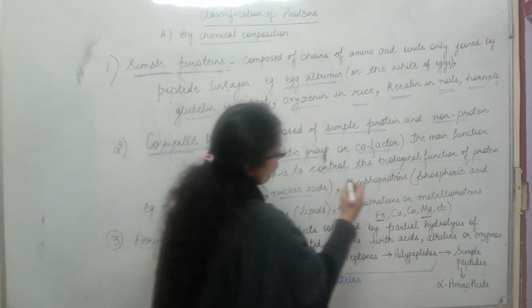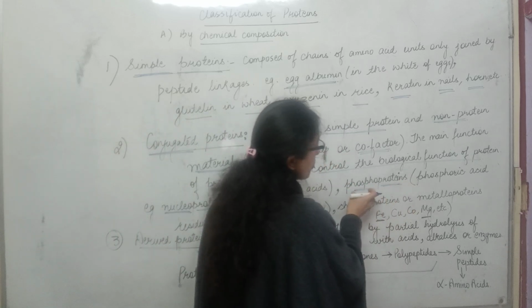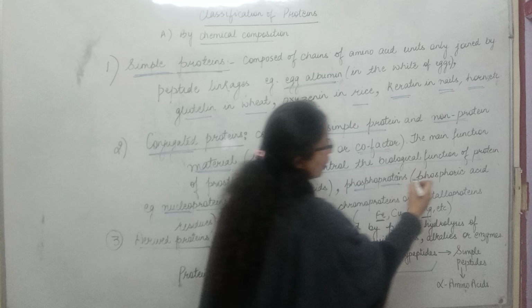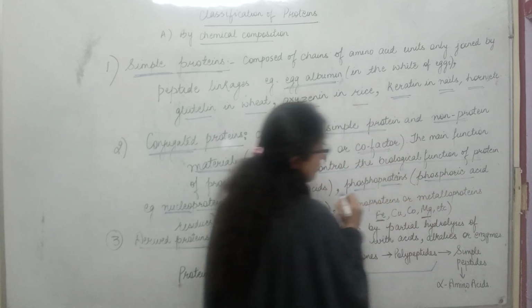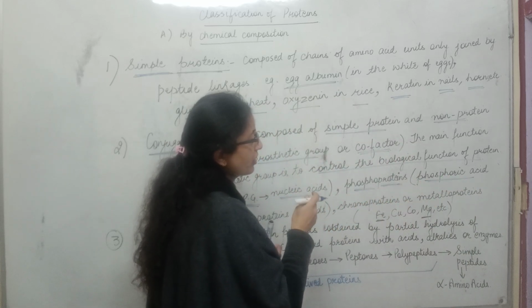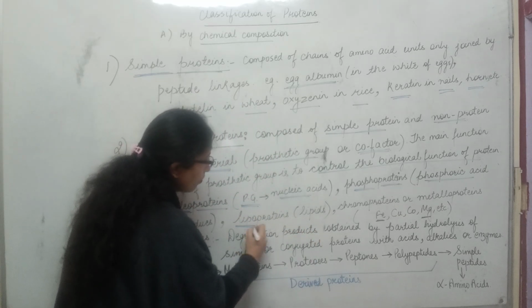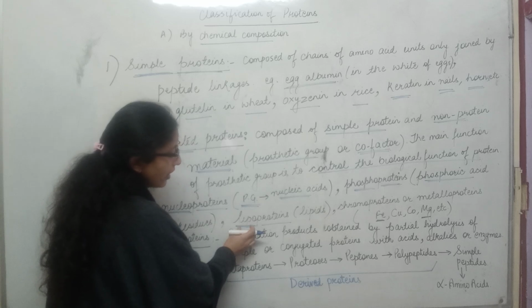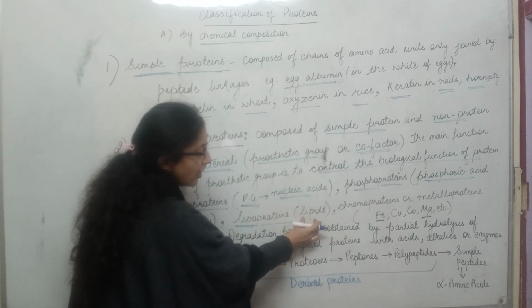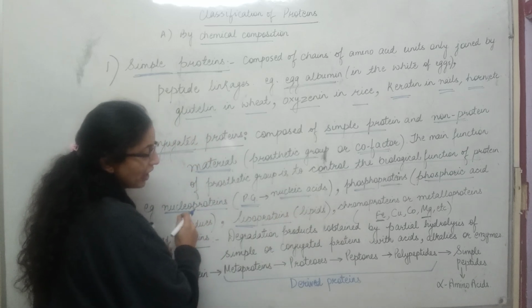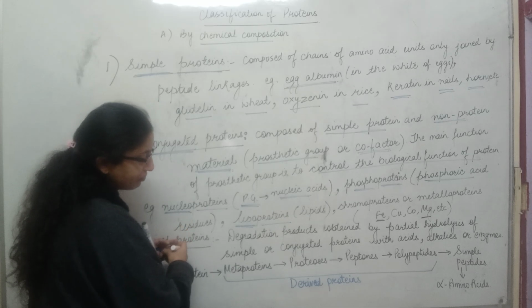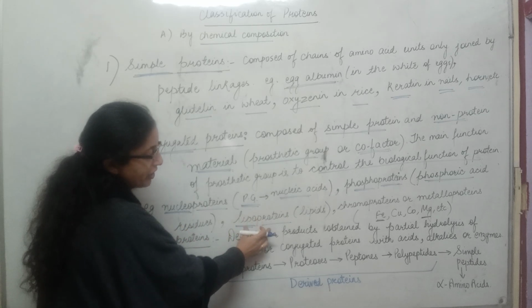Then phosphoproteins. फॉस्फोप्रोटीन्स में प्रोटीन्स के साथ में क्या है? Phosphoric acid residues are there. So like your this casein in milk, that can be an example. Then lipoproteins. Lipo word comes from lipids. So here the prosthetic group is lipid. ना जैसे lecithin है. So that is a lipoprotein.